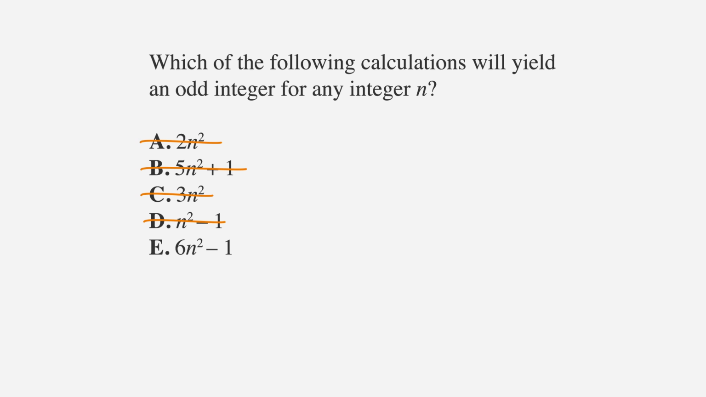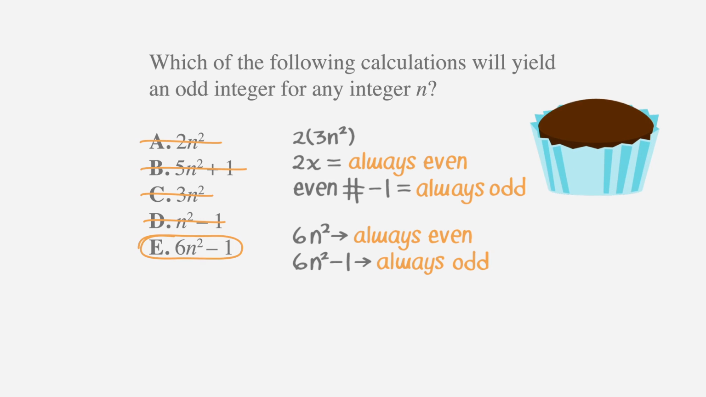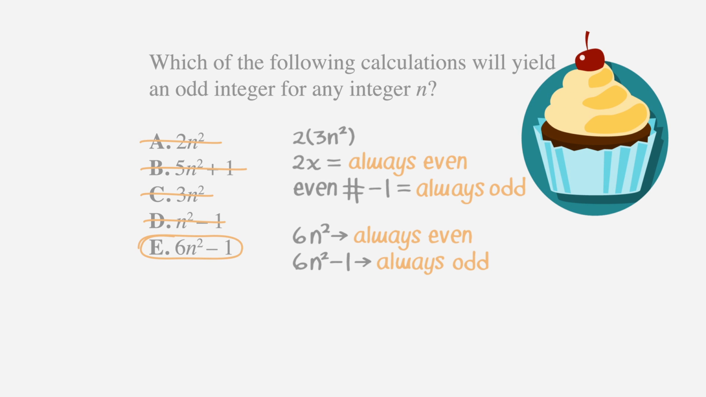Remember, the correct answer choice must produce an odd integer for any integer you plug in. So, it looks like we're left with E. The first part, 6n squared, is always even because it's like 2 times 3n squared. Remember, if you multiply anything by 2, the result will always be even. And if you subtract 1 from an even number, you will always get an odd number. So if 6n squared is always even, then 6n squared minus 1 must always be odd. So choice E fits the bill. Enjoy a delicious cupcake. You've earned it.